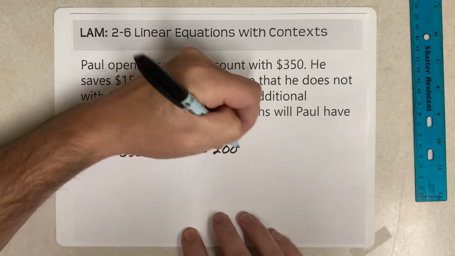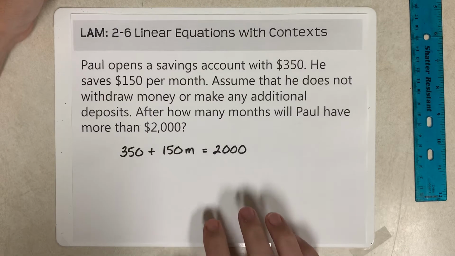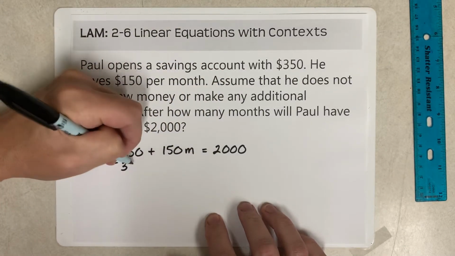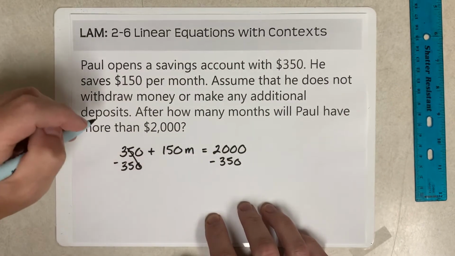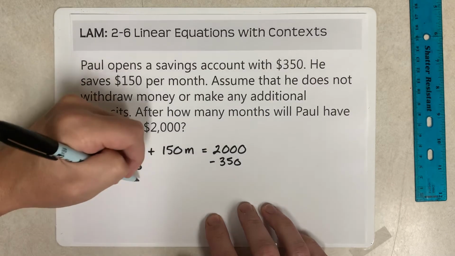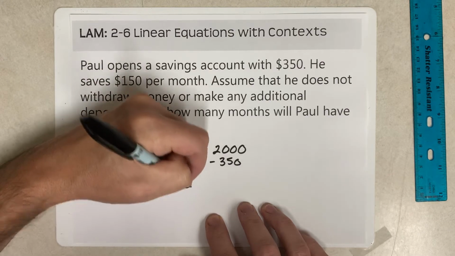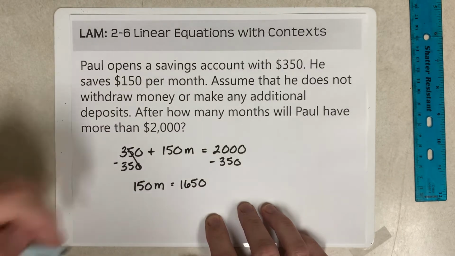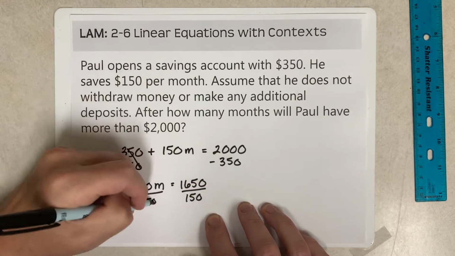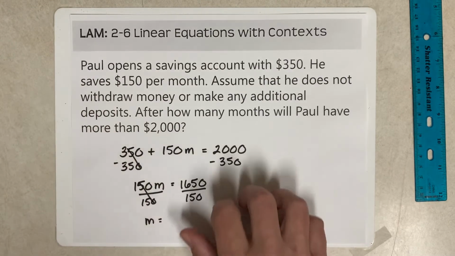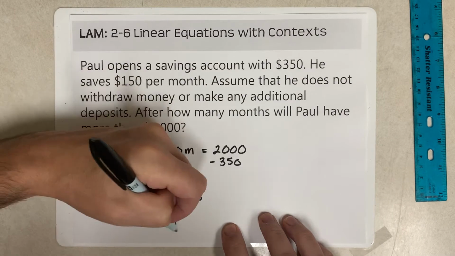We could write this as an inequality, but all we need is that first month that he's going to hit 2,000. So it's a two-step equation. We subtract 350 on both sides. Minus 350. And so 2,000 take away 350 would be 1,650. So 150M is equal to 1,650. All right, now we need to divide by 150. And so the number of months would be equal to 1,650 divided by 150, which is 11. And it's going to take him 11 months.